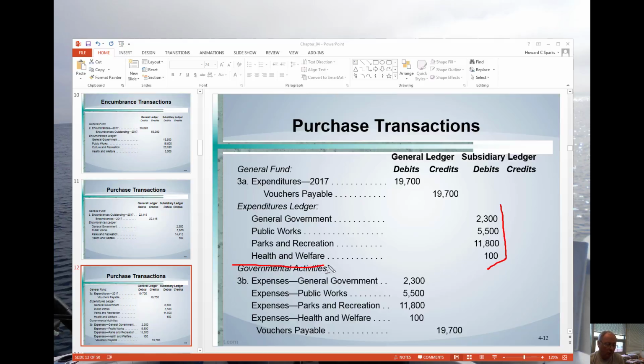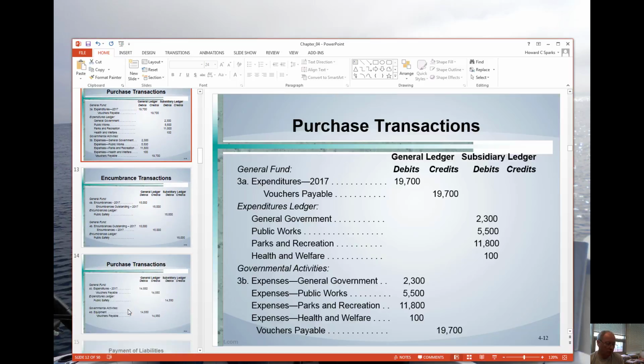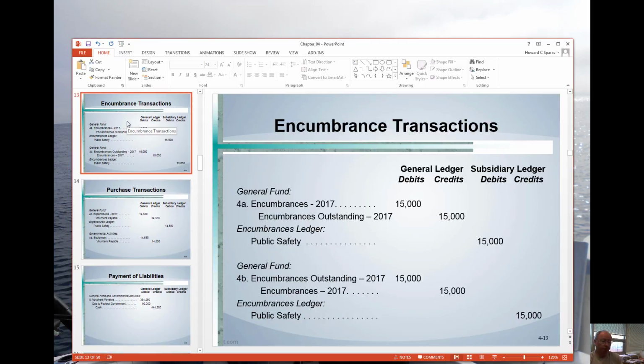And then down here is our governmental-wide. We don't use encumbrances because there are no budgets in government-wide, and that's just showing the same expenses. But notice they're by function, whereas up here in the general fund, the individual functions are kept track of in a subsidiary ledger format. And again, these are just more examples of the same thing.